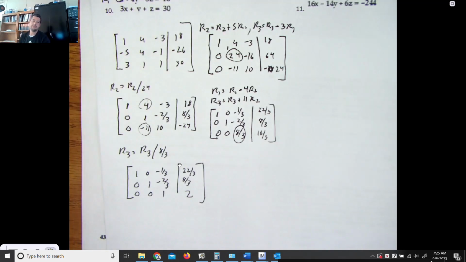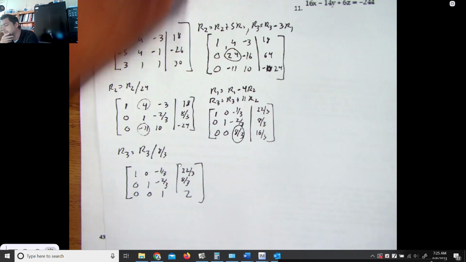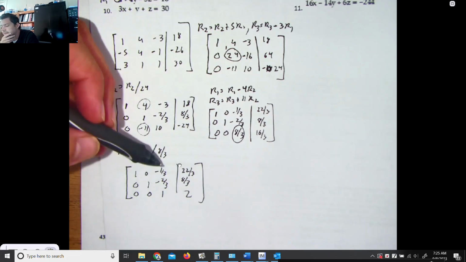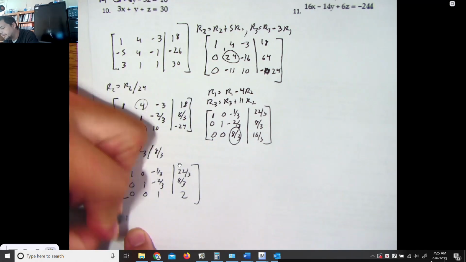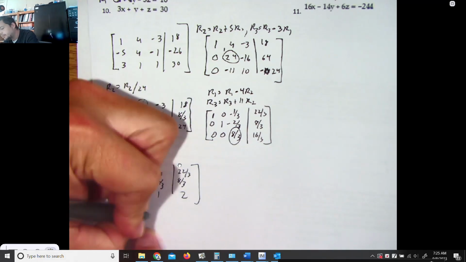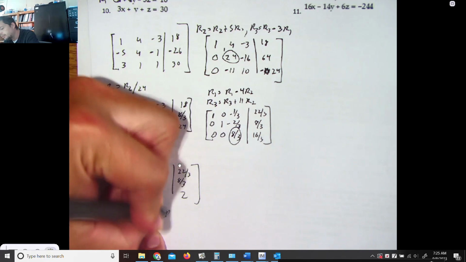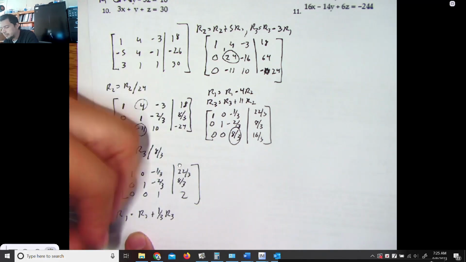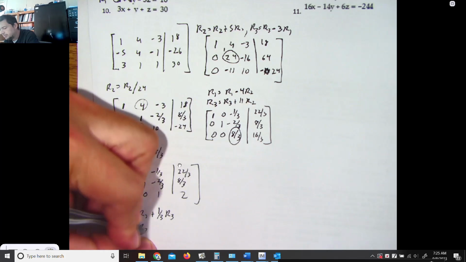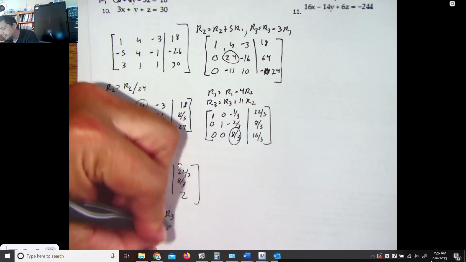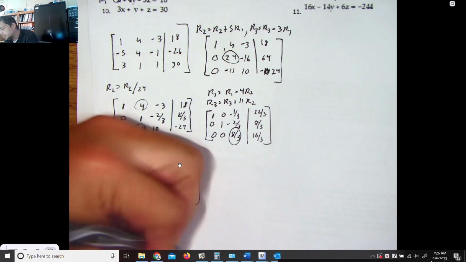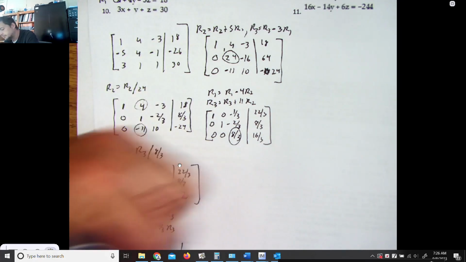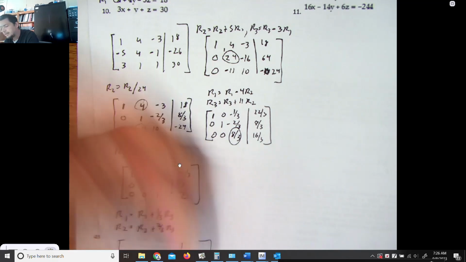Now I'm starting to get in business. Okay? I am. This is where the whole numbers should start showing up. This is supposed to be a 0. That's supposed to be a 0. All right? Row 1 is row 1 plus 1/3 of row 3. Row 2 is row 2 plus 2/3 of row 3 because I want these zeros to cancel out. We're almost done. Just copying down the last row.